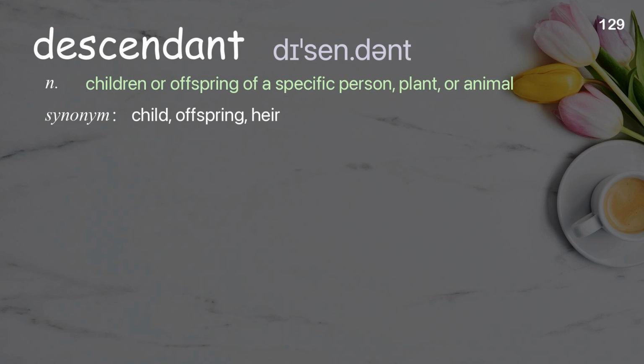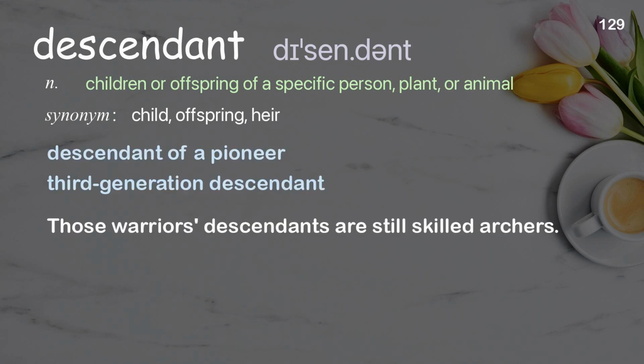Descendant. Children or offspring of a specific person, plant, or animal. Examples. Descendant of a pioneer. Third generation descendant. Those warriors' descendants are still skilled archers.